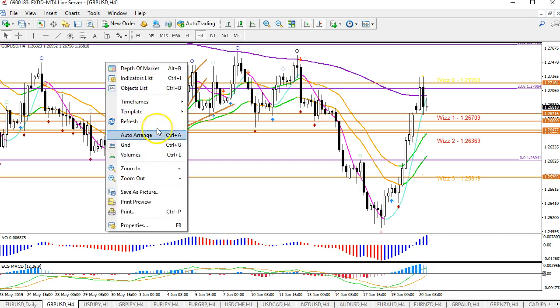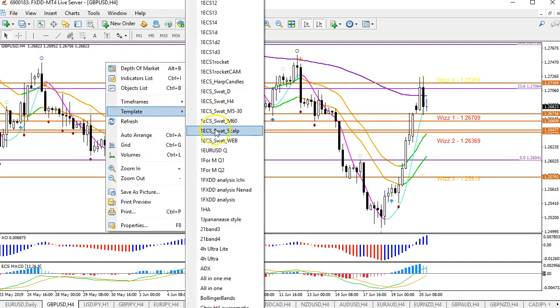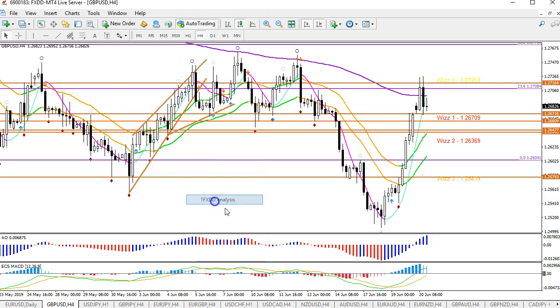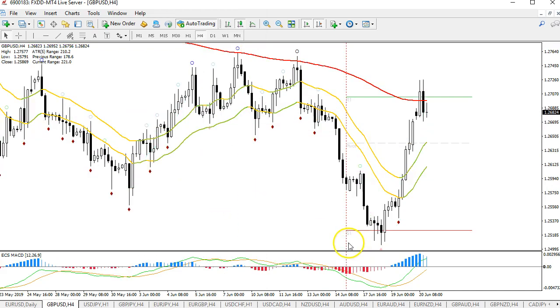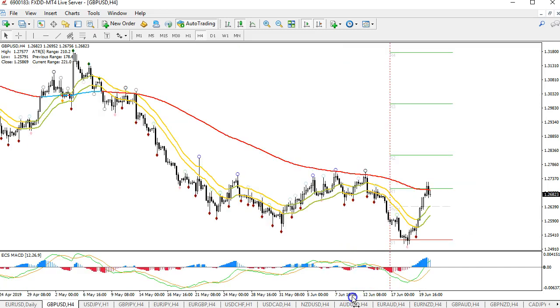Pound dollar. Ooh, there's a lot of lines on that. Let me clean it up for you. And let's just take a look at some moving averages here. This is the pound dollar 4-hour chart. And it's funny because we had a very strong crash. That is something we expected, break of the bear flag.